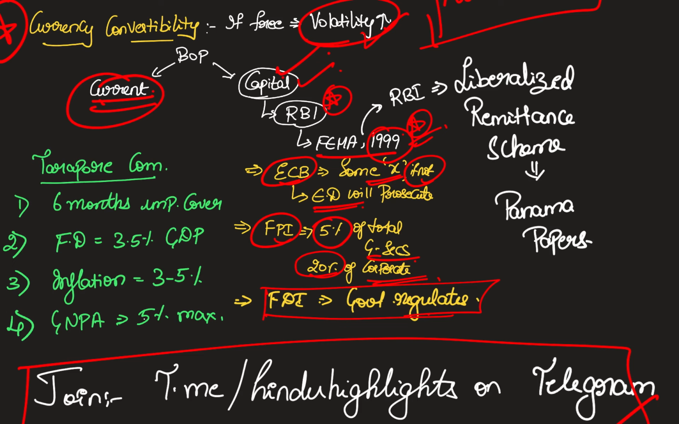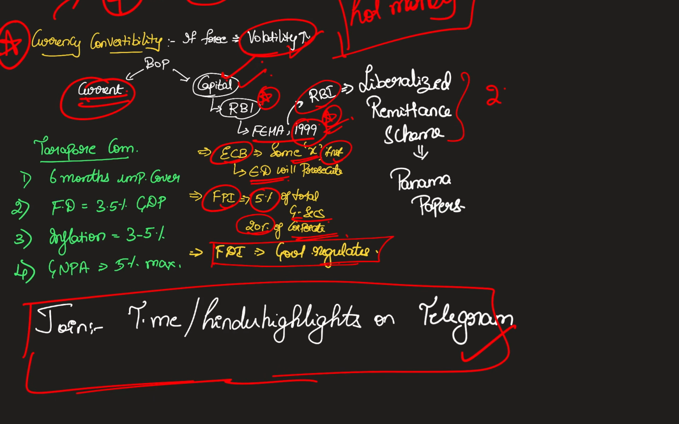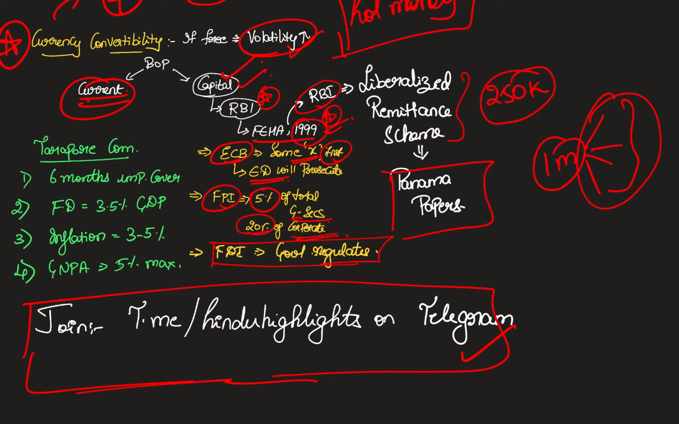So we were talking about measures taken by RBI. Liberalized remittance scheme is one such scheme where each person, every Indian, can take up to $250,000 and invest in certain activities in the US and use it as per their wish. But the problem is, using this loophole, let's say if you have $1 million, you divide this into four and send it through four different accounts of four different people and invest it in tax havens like Panama.